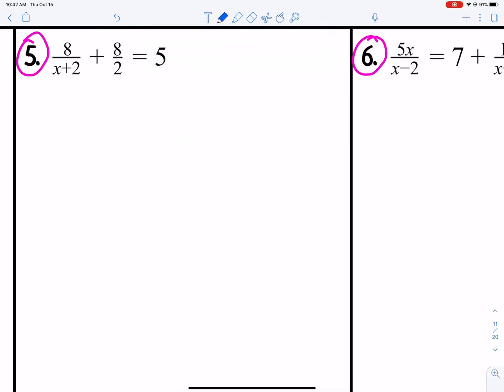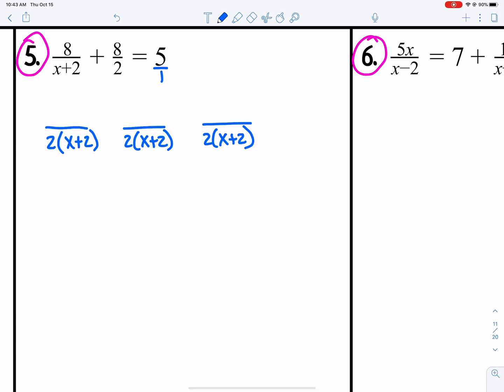So number 5 has 8 over x plus 2 plus 8 over 2 equals 5, and put a 1 at the bottom whenever you have a plain constant like that. Treat it like a fraction. So we can make each of these denominators be the same if we make them all 2 times x plus 2. Okay, so to do that, I can multiply the first one by 2. I can multiply the second one by x plus 2, and I can multiply the third one by 2 and x plus 2.